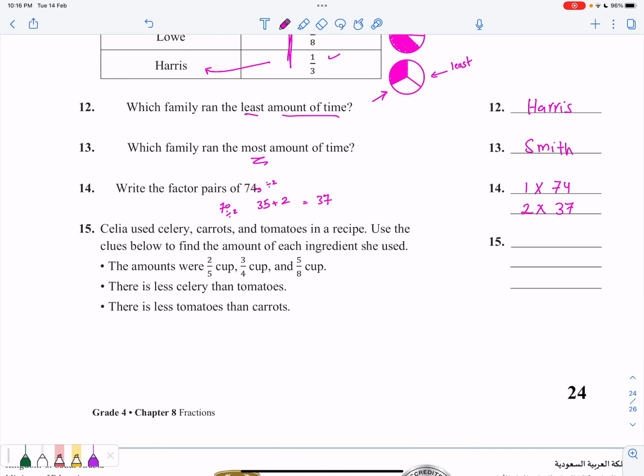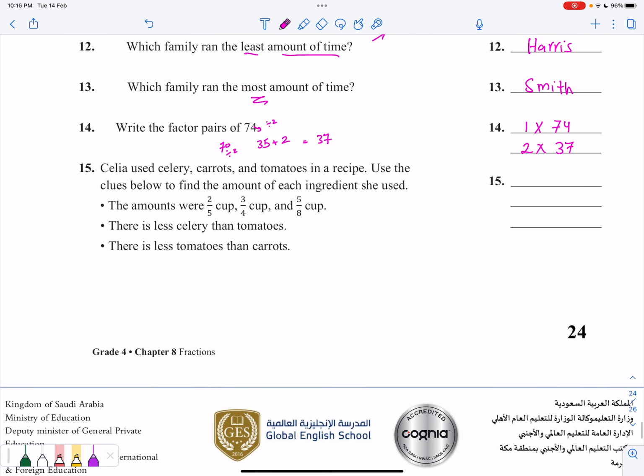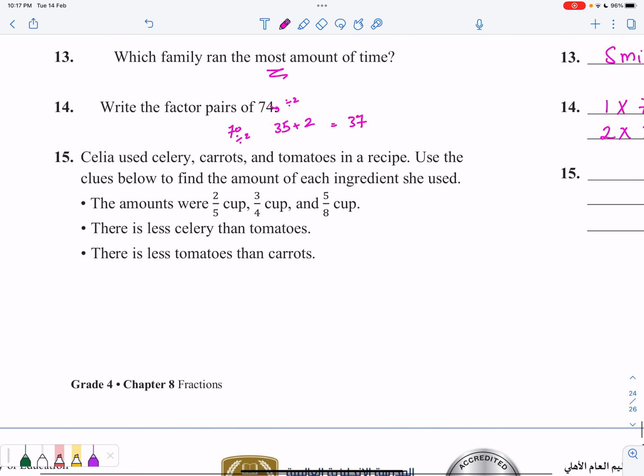These are the factor pairs for 74. The last question says, Celia used celery, carrots, and tomatoes in a recipe. Use the clues below to find the amount of each ingredient she used. The amounts were 2/5, 3/4, and 5/8.